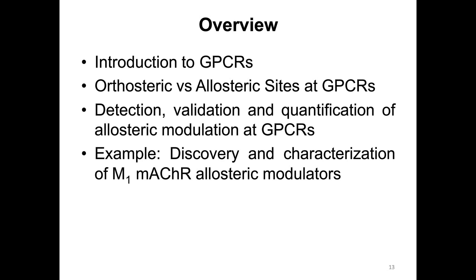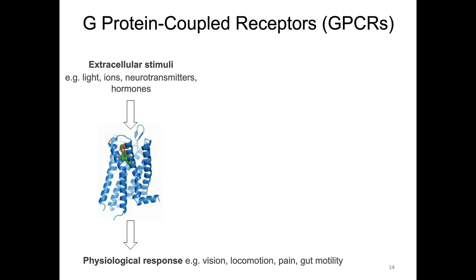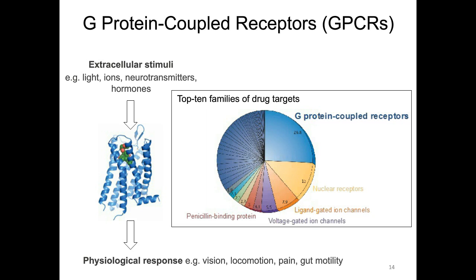G-protein-coupled receptors are the largest class of membrane receptors encoded by the human genome and act to transduce an array of extracellular stimuli that range from light, ions, neurotransmitters, up to peptide hormones into intracellular responses. They're involved in virtually every single physiological process, and not surprisingly, they've proved tractable drug targets. Indeed, drugs that target GPCRs account for approximately a quarter of the drugs in the clinic.